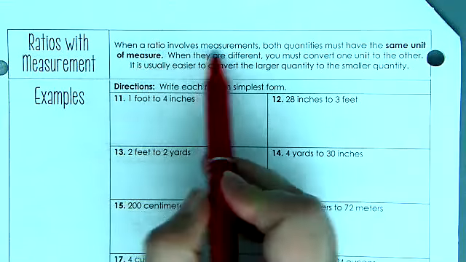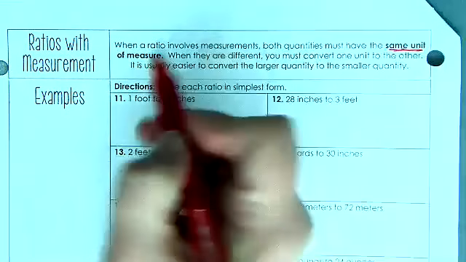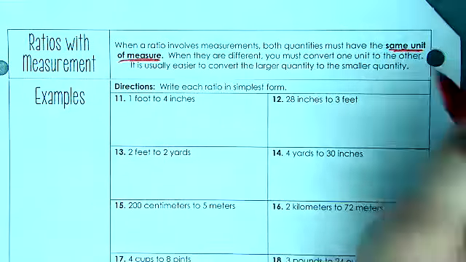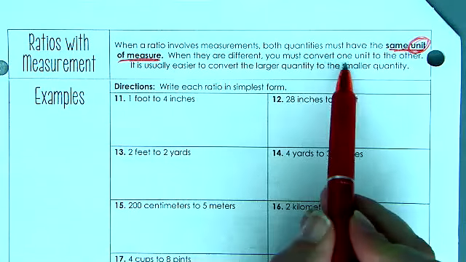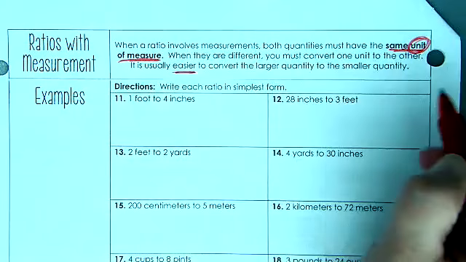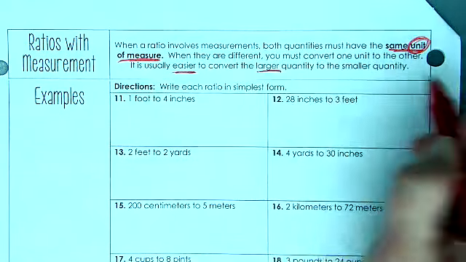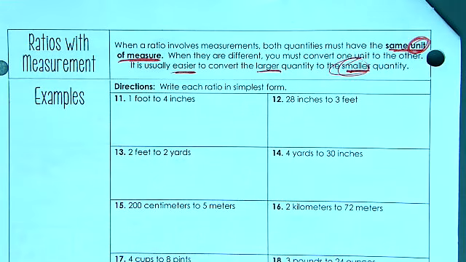Because when a ratio involves measurements, both quantities must have the same unit of measure. It must be in the same unit, okay? When they are different, you must convert one unit to the other. It is usually easier to convert the larger to the smaller. So we want to make it to the smallest unit.